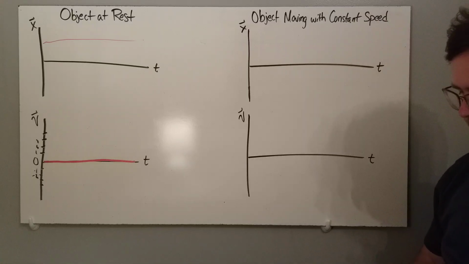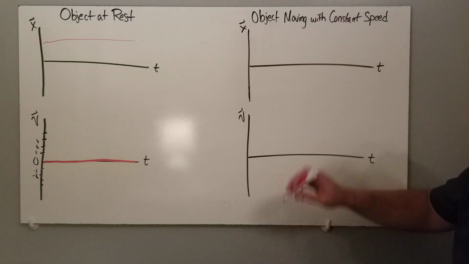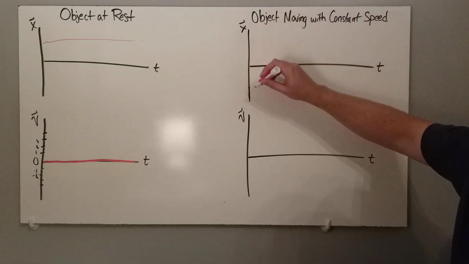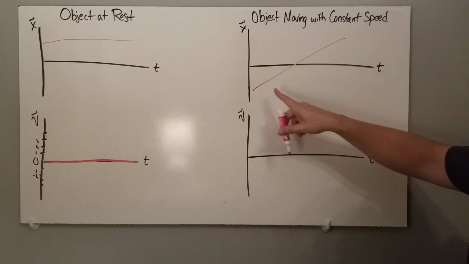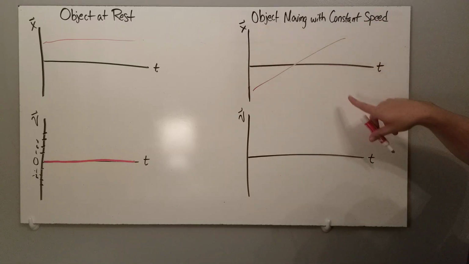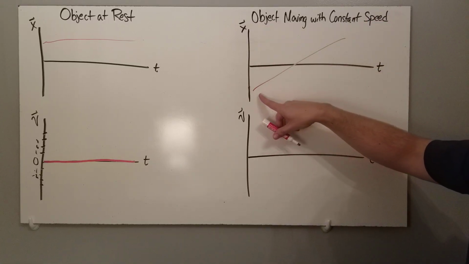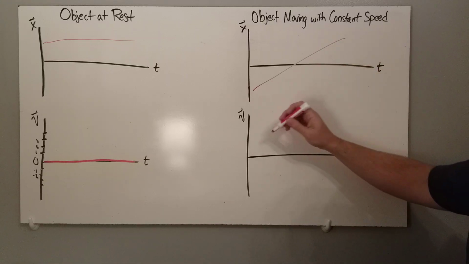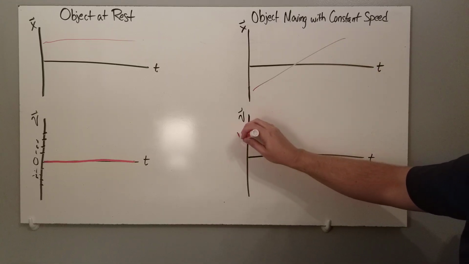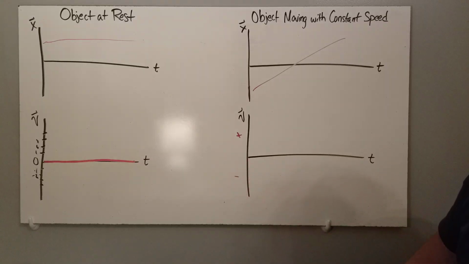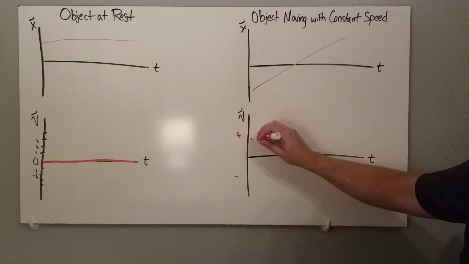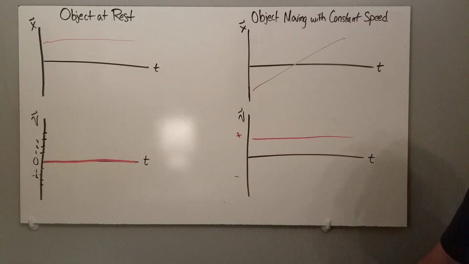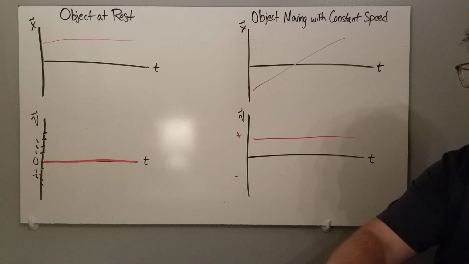For an object moving at a constant speed, a position versus time graph could look like a straight line moving up or a straight line moving down. In this case, I drew a straight line moving up. So the velocity is in the positive direction, which means it needs to be on the positive end of the graph and not the negative end. So any straight line over here will do. The velocity graph will look something like that.